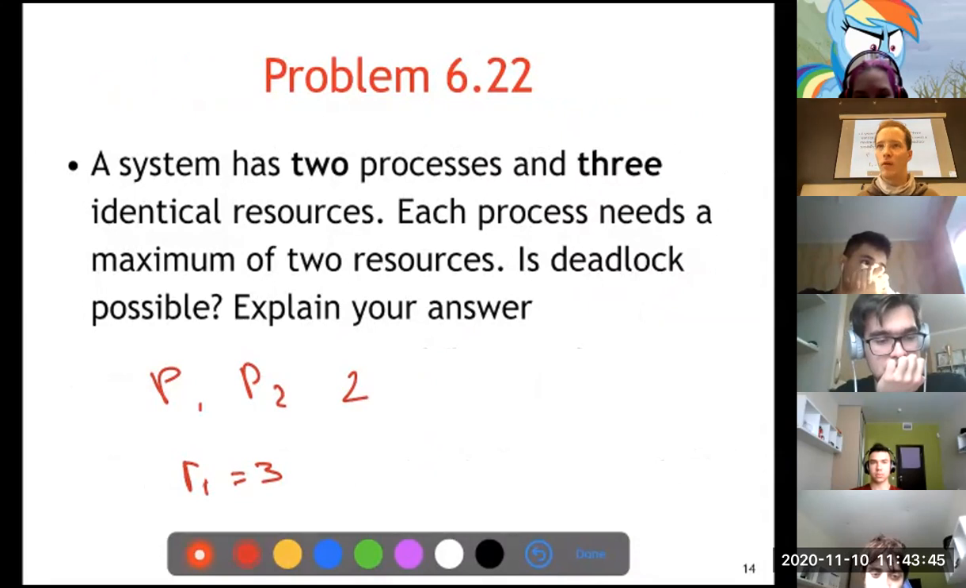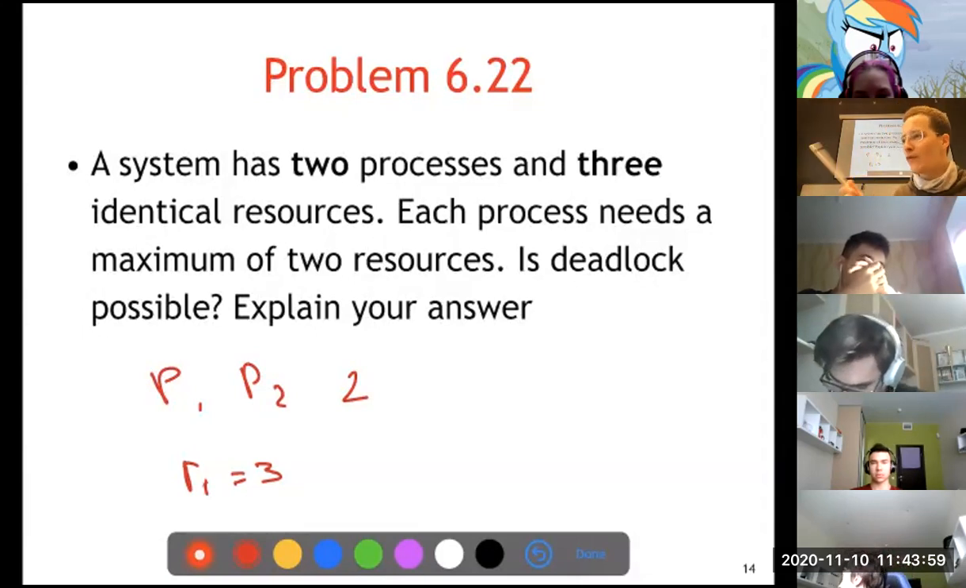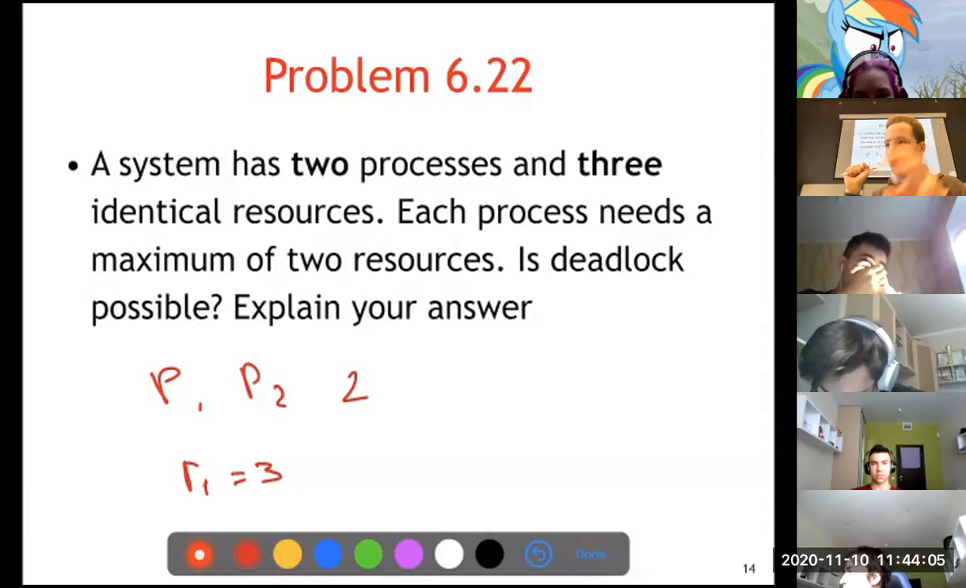No. Pigeonhole principle, exactly. If you have 3 resources and 2 processes, each of them needing at most 2, there will always be a case where, even if you have hold and wait, one process will pick one resource and hold. There will be 2 resources left, so the other one can finish. Or you pick 2 resources and you finish, and then it's okay. Right? Okay. So we can ask a question.